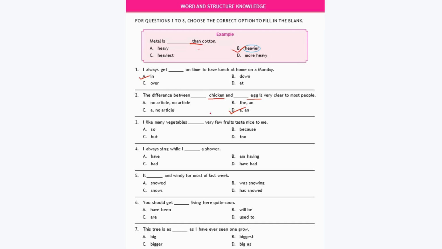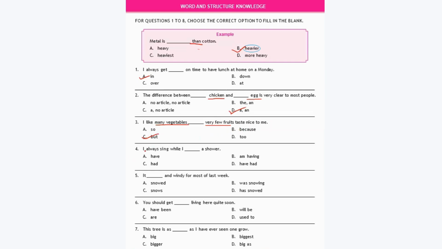Now, "I like many vegetables, dash very few fruits taste nice to me." So here you have many vegetables, very few fruits. It means you need a conjunction where you are joining 2 opposite ideas. So when you are joining 2 opposite ideas, you need the conjunction but. "I like many vegetables, but very few fruits taste nice to me." So option C is your correct answer.